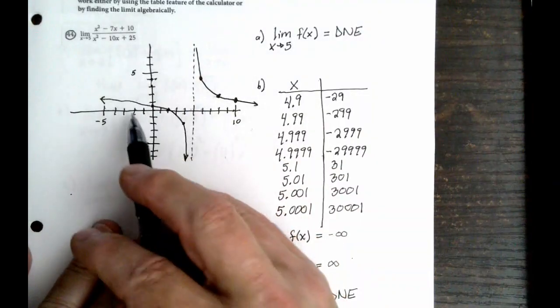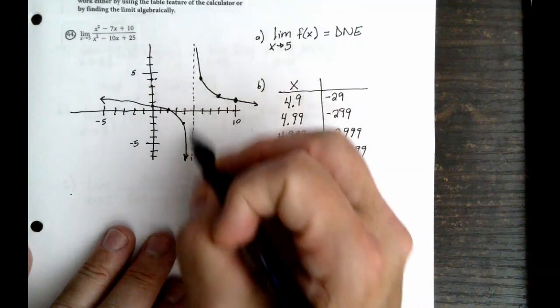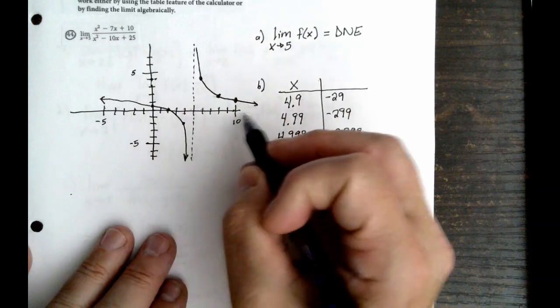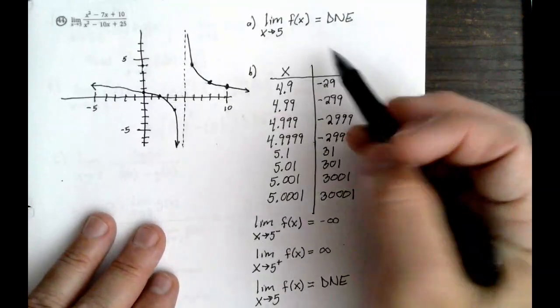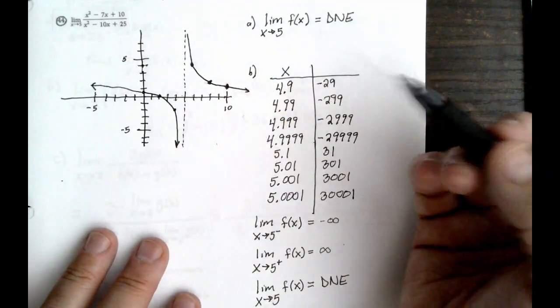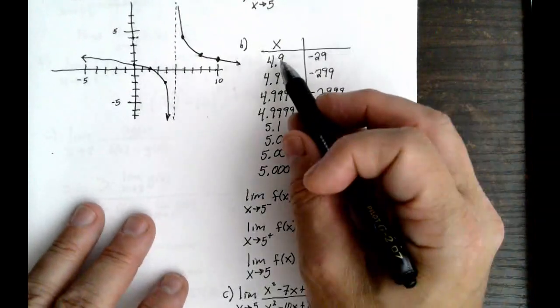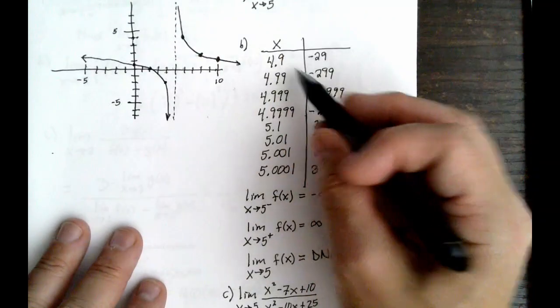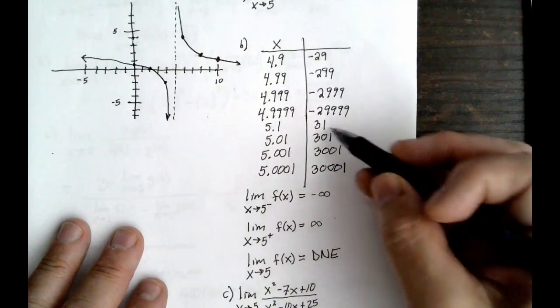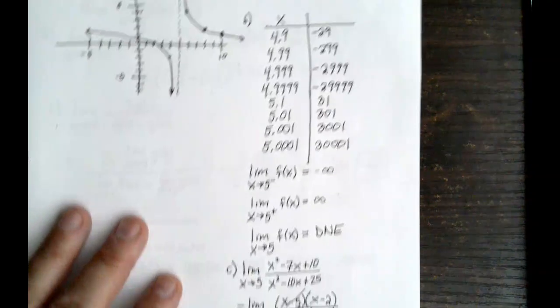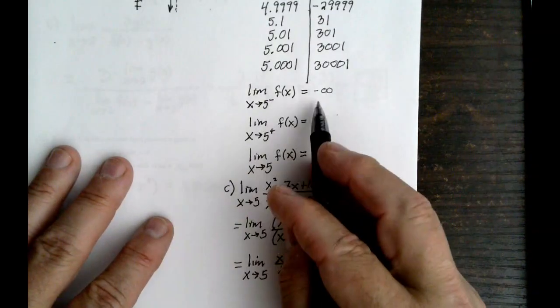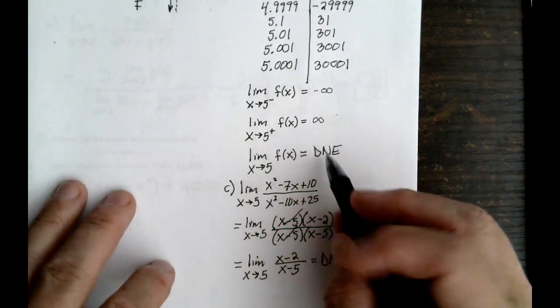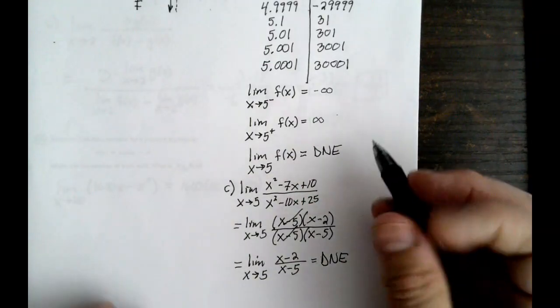Okay, number 44. They ask us to analyze this picture for x equals 5, so you're thinking about minus infinity and positive infinity. So the limit is not going to exist. We can just see the graph and see that, but if we look at it using the table, we can see that this goes off to minus infinity and this goes off to positive infinity. So we can say the limit from the left goes to minus infinity, the limit from the right goes to positive infinity, so the limit does not exist.